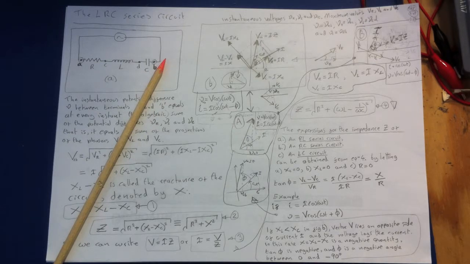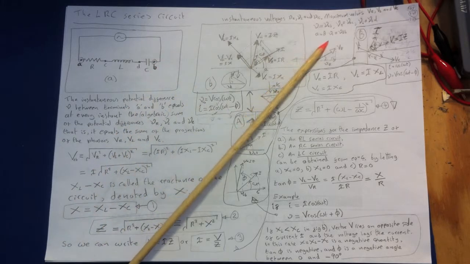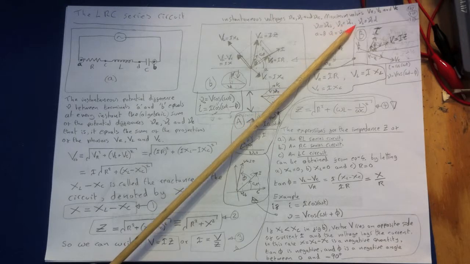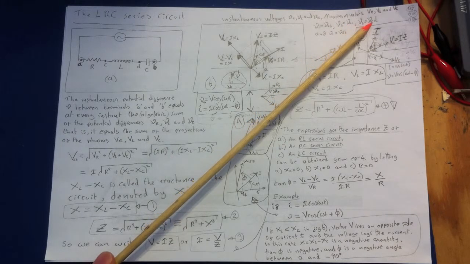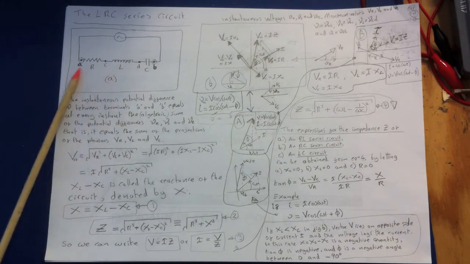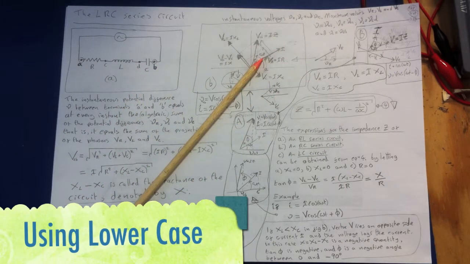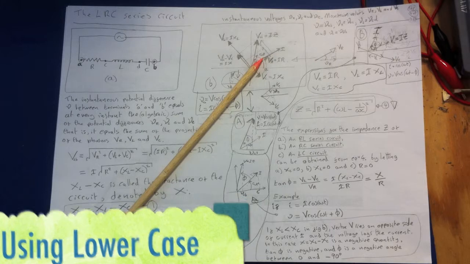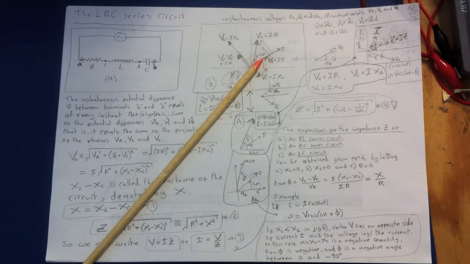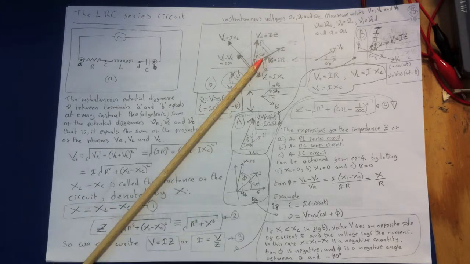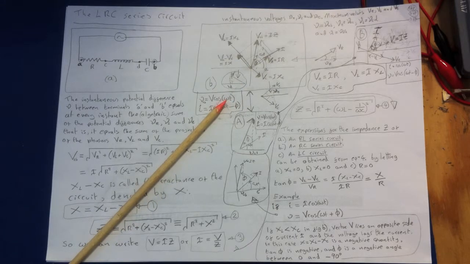Let us use these symbols: VL, which is VCD, the voltage across the inductor; VR, which is VAC, the voltage across the resistor; and little VDB, the voltage across the capacitor. So let us use the symbols lowercase VR, VL and VC for the instantaneous voltages across R, L and C, and capital VR, VL and VC for their maximum values. We denote the instantaneous and maximum source voltages by lowercase v and capital V.